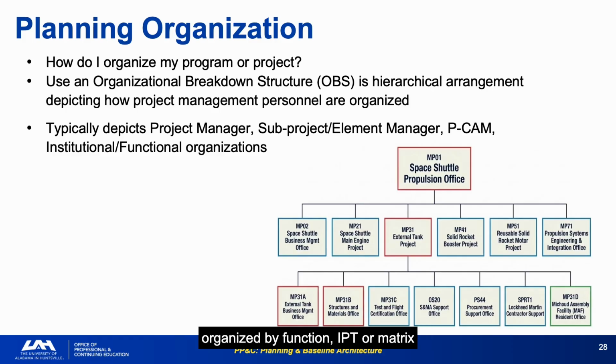Whether you organize by function, IPT, or matrix assignment, the OBS must reflect how work will actually be managed, not how leadership wishes it would be managed. Aspirational org charts create accountability gaps. The OBS combined with the WBS forms the responsibility assignment matrix, RAM, and the RAM is where cost accounts live. If the OBS is not right, the RAM is not right, and the control accounts cannot be properly managed.